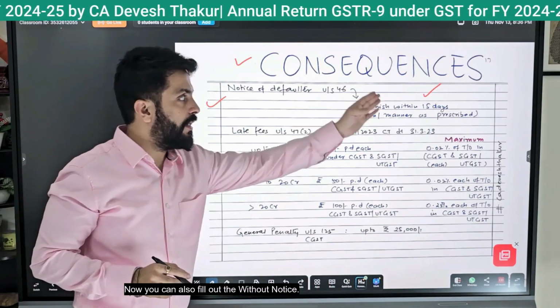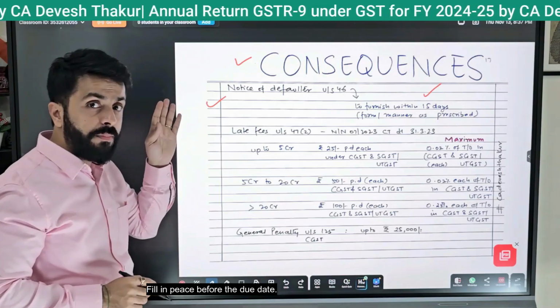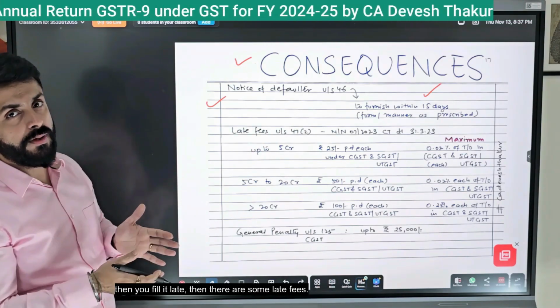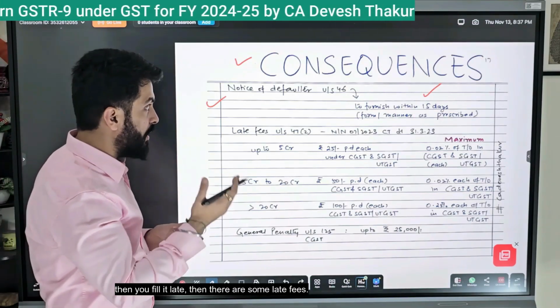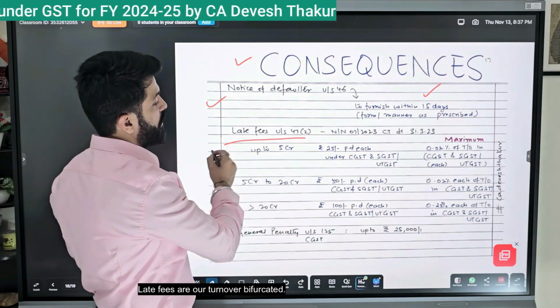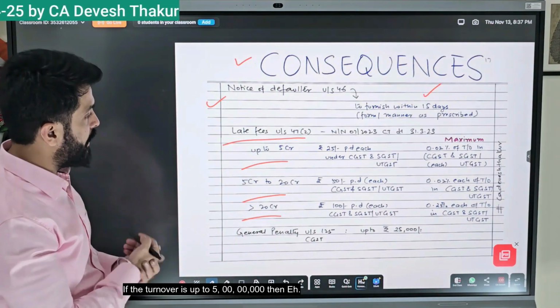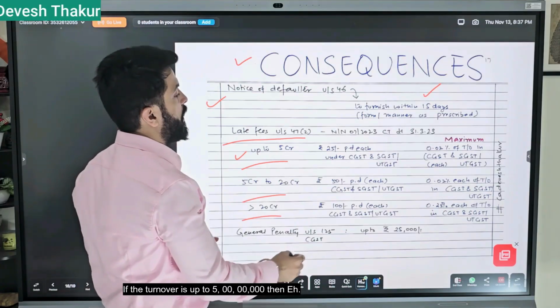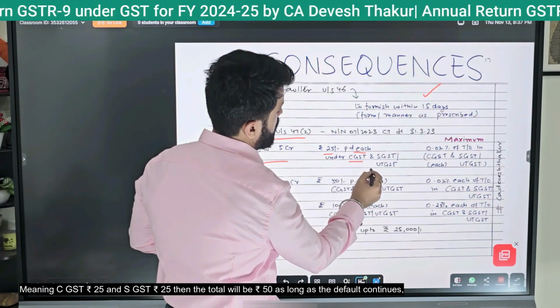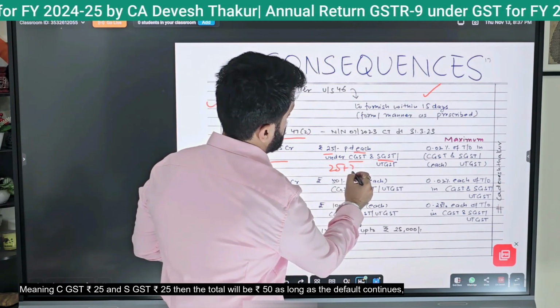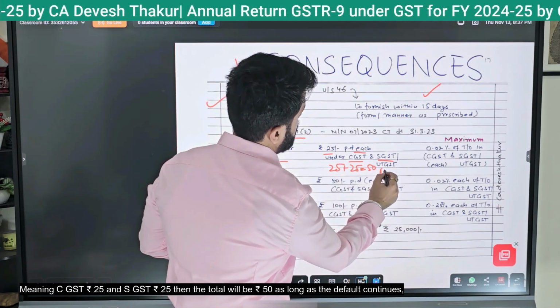Now you can also fill it without a notice. Fill it in peace before the due date. Why wait for the notice? If you can't do it and you fill it late, then there are some late fees. Late fees are bifurcated by turnover. If the turnover is up to 5,00,000, then CGST Rs 25 and SGST Rs 25, so the total will be Rs 50 as long as the default continues.